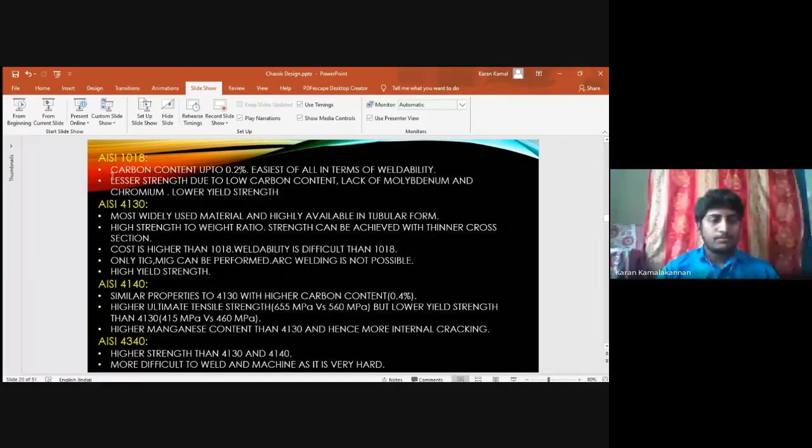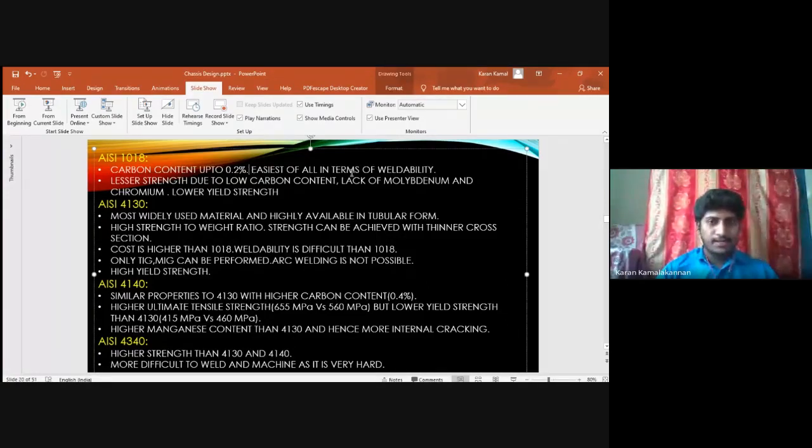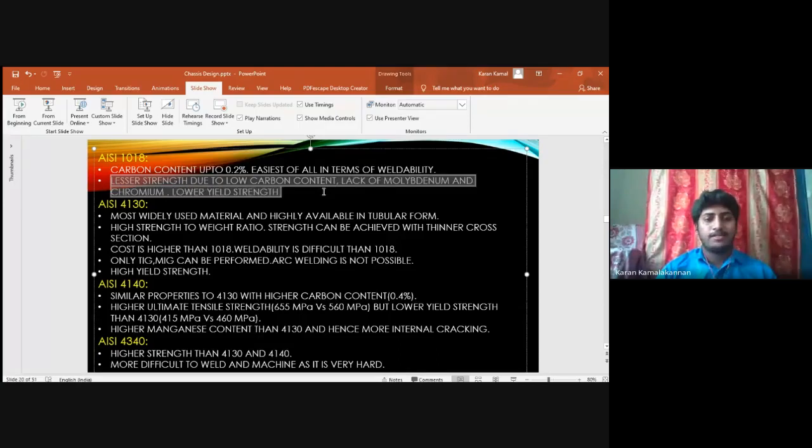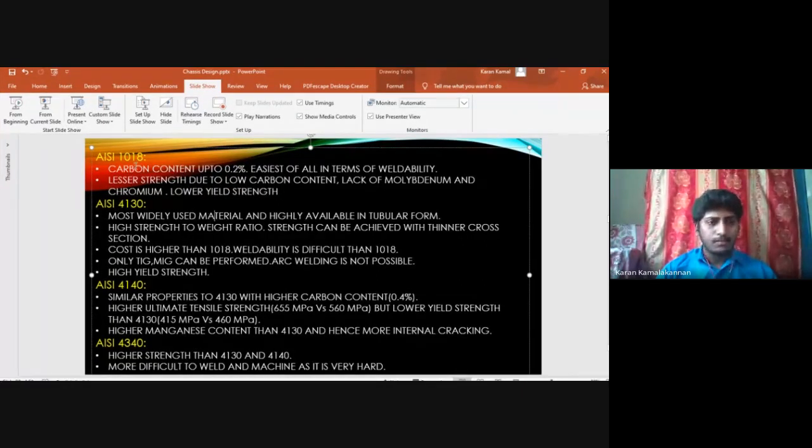AISI 1018, as we see here, is a mild steel. Carbon content will be a maximum of up to 0.2%. As I said earlier, the lesser the carbon content, the easier the weldability. So the weldability is much easier than the other three. It also has lesser strength, because it has a lower yield strength, low carbon content, and lack of molybdenum and chromium. Chromium increases the hardenability. So that is 1018.